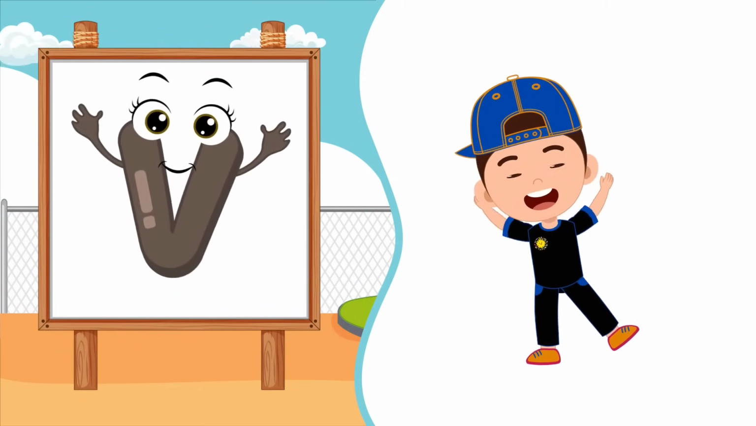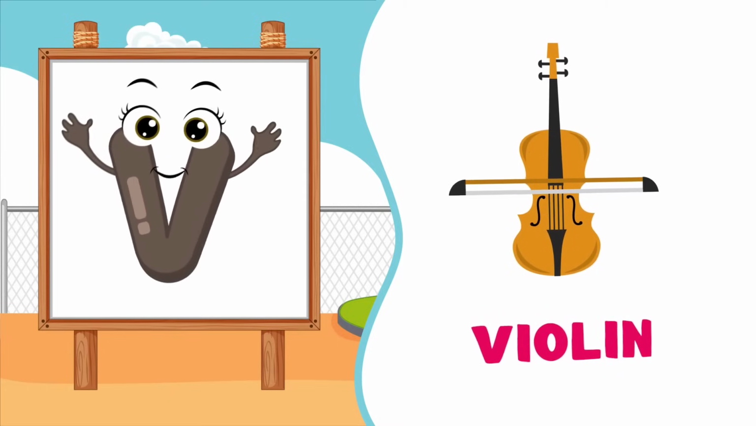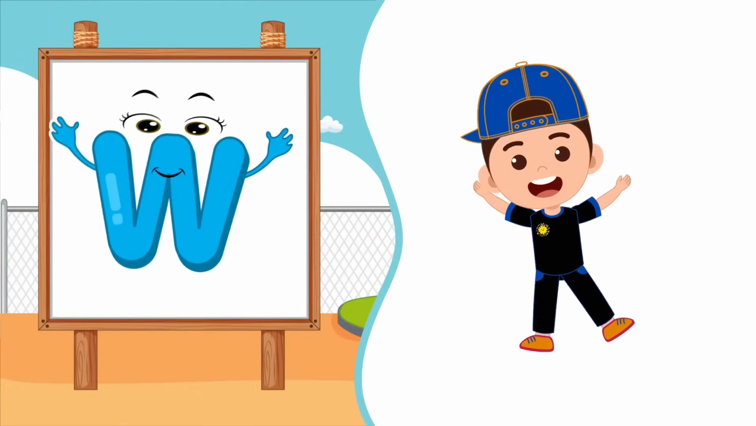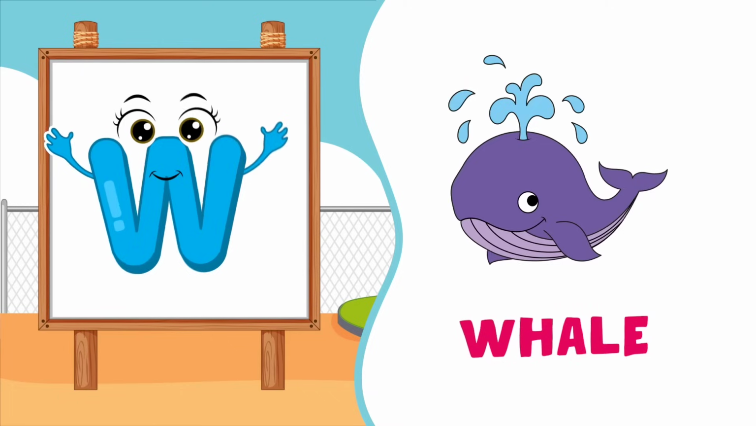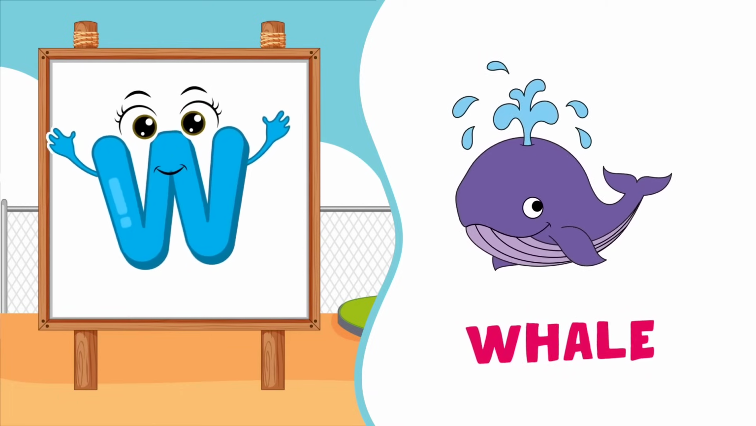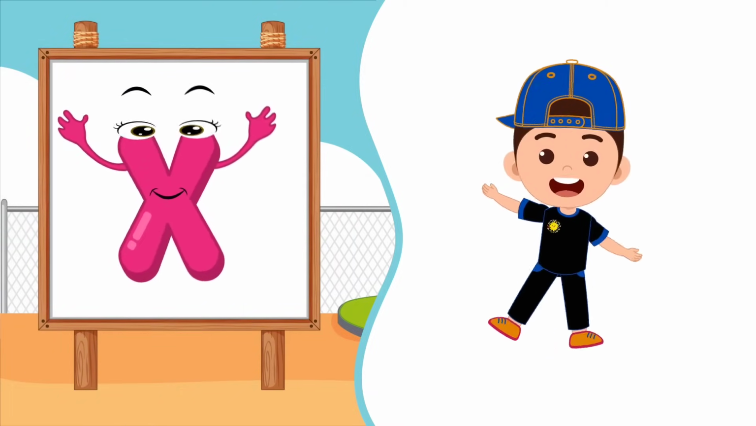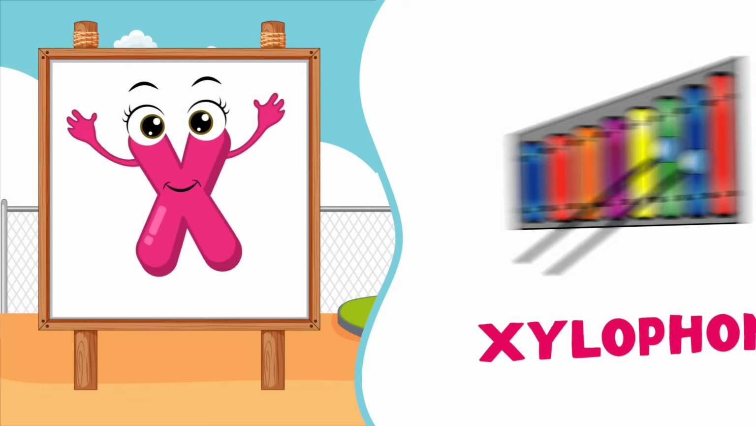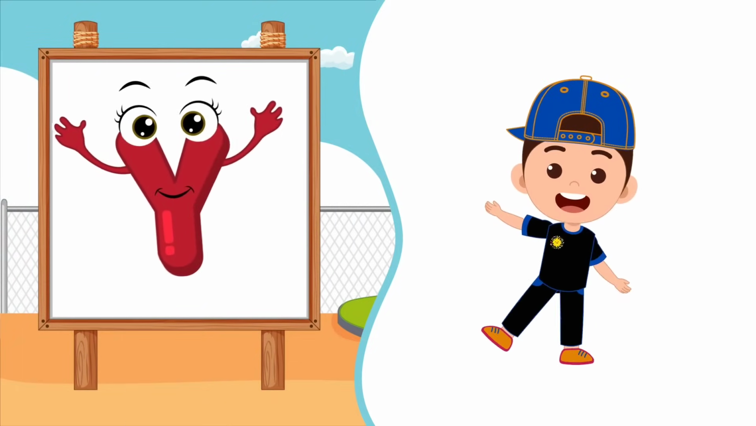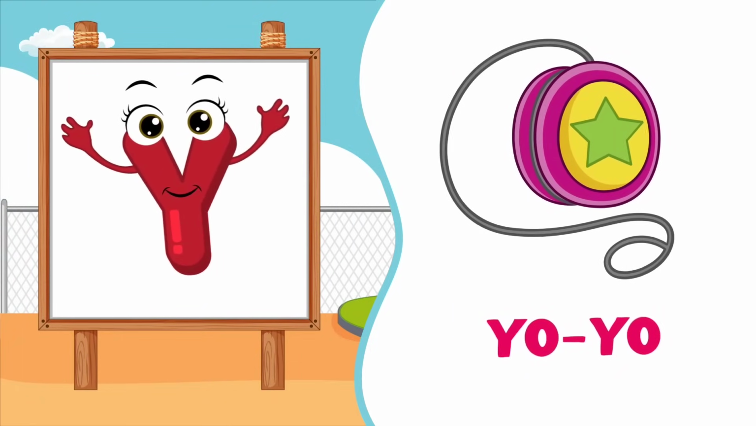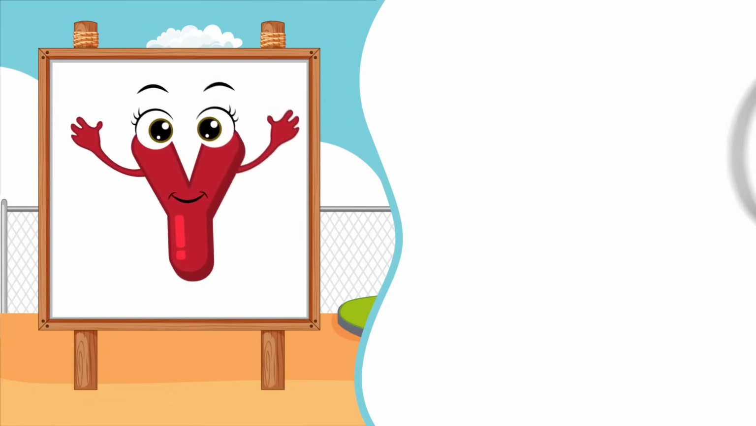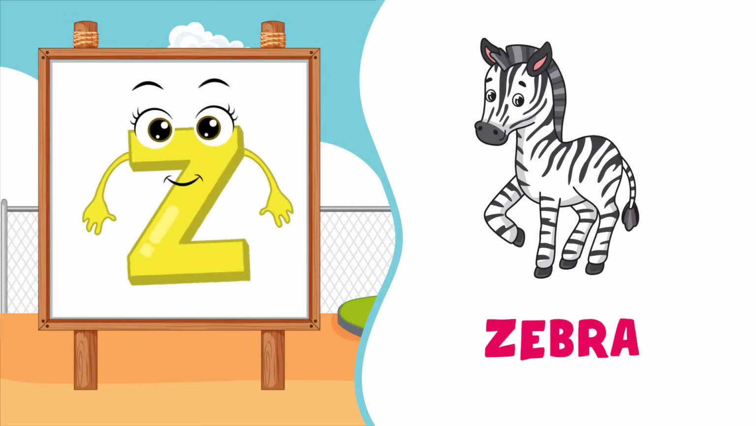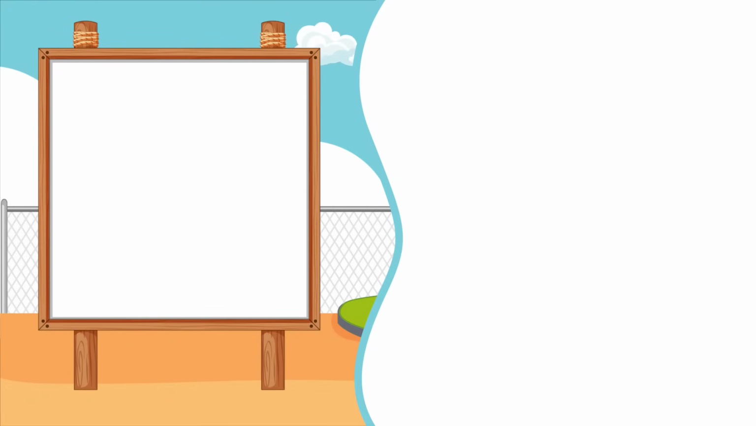V is for violin, v, v, violin. W is for whale, w, w, whale. X is for xylophone, z, z, xylophone. Y is for yo-yo, y, y, yo-yo. Z is for zebra, z, z, zebra.